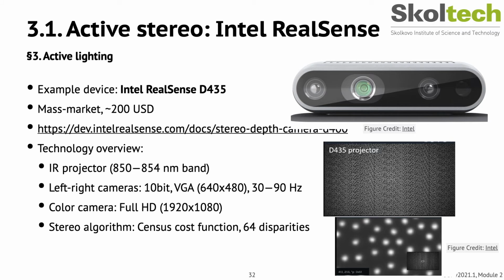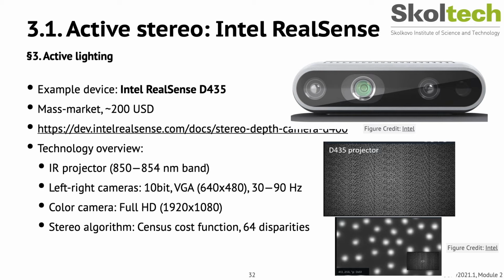An example of an active stereo device is the Intel RealSense family of depth cameras, available for the mass market at a relatively low price of around $200. Each device includes an infrared texture projector with a fixed pattern with the emission spectrum within the band of 850 to 854 nanometers, invisible to the naked human eye.